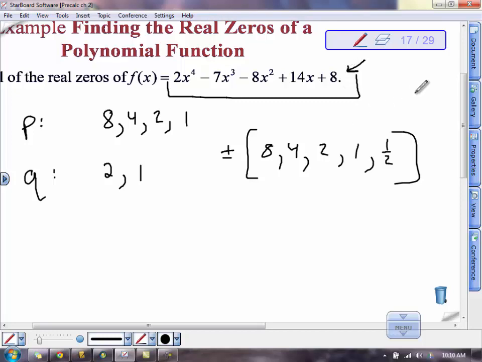But, so let's start trying these. Do you guys want to help me try these? Yeah, what does P stand for? P is the factors of a sub 0. What's Q then? Q are the factors of the leading coefficient, a sub n. Okay? So P are the factors of the last coefficient. Q are the factors of the first coefficient.